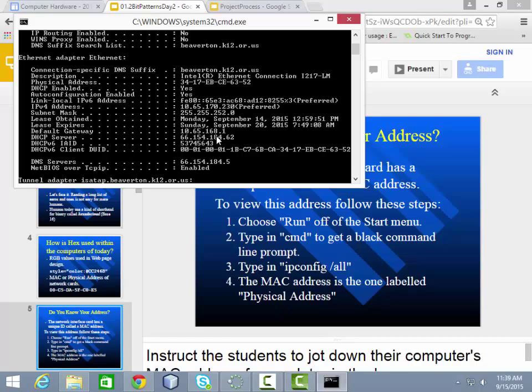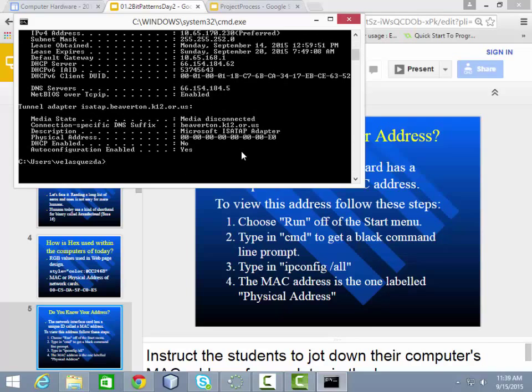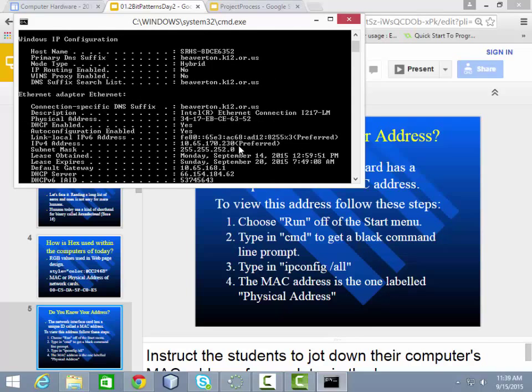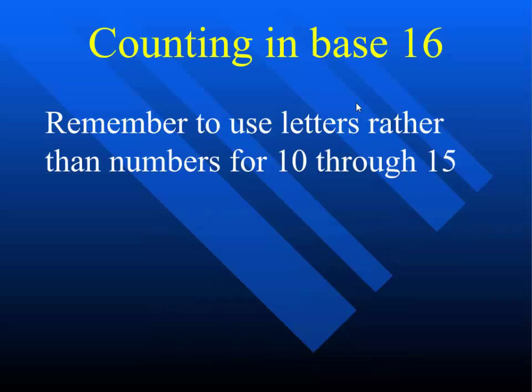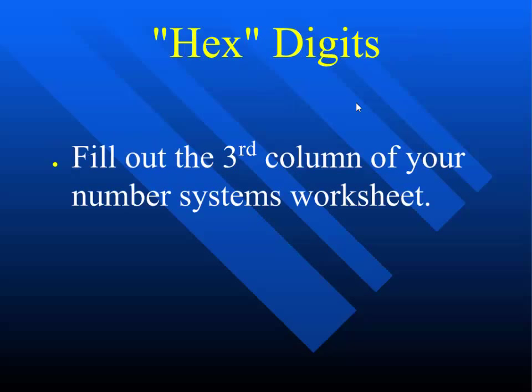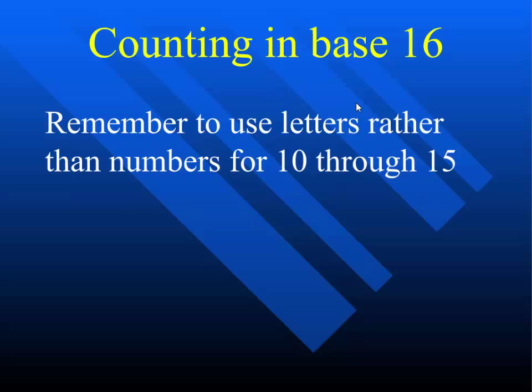Here's the server that gives us our IP address. And then you see another number down here, which is, again, a lot of hexadecimal digits. Okay? So hexadecimal is used when you're trying to shorten a number so it's understandable, or at least a little bit more understandable than what you'd normally see. Okay, so when you're counting in base 16, we're going to learn how to count in hexadecimal.